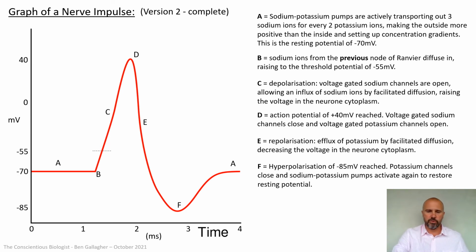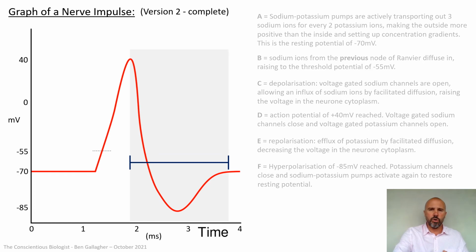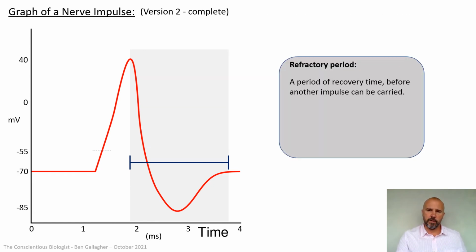Okay, hopefully you've got that screenshot there, because what we're going to look at now is something called the refractory period. Now, if I mark on the graph from the point marked over there to the one closer to me, and I've kind of grayed it out a little bit in the background, everything there is called the refractory period. Now, refractory is just a period of recovery time before another impulse can be carried.